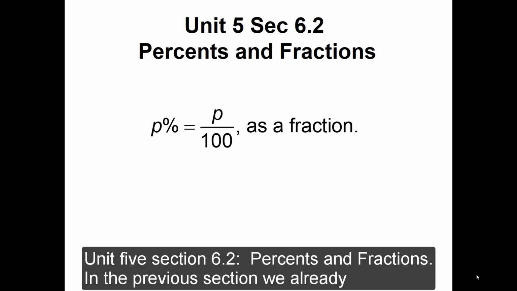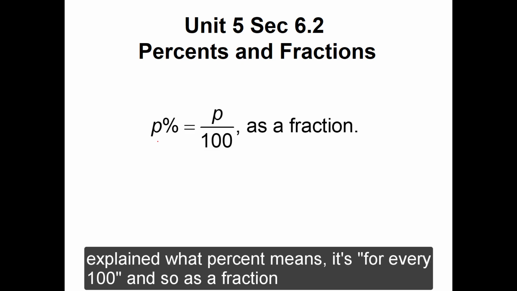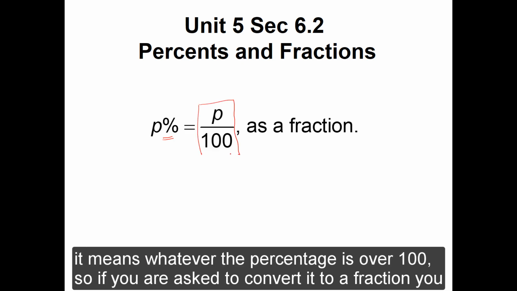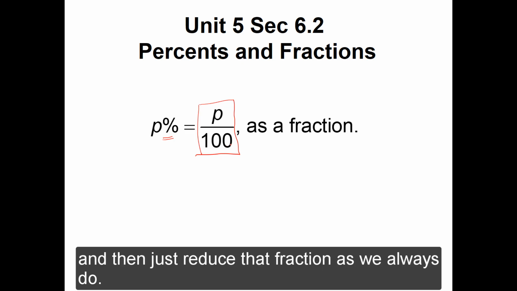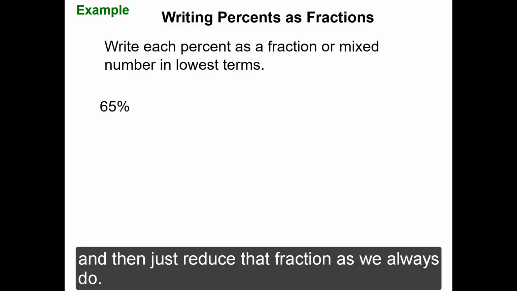Unit 5, Section 6.2, Percents and Fractions. In the previous section, we already explained what percent means. It's for every 100, and so as a fraction, it means whatever the percentage is over 100. So if you are asked to convert it to a fraction, your first step is to take whatever the percentage is and put it over 100, and then just reduce that fraction as we always do.